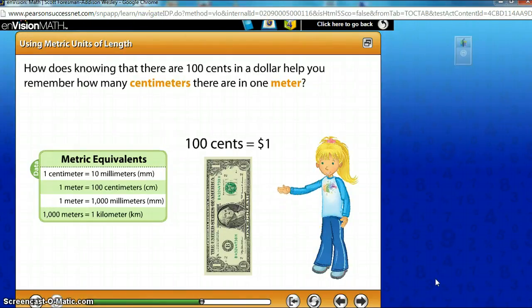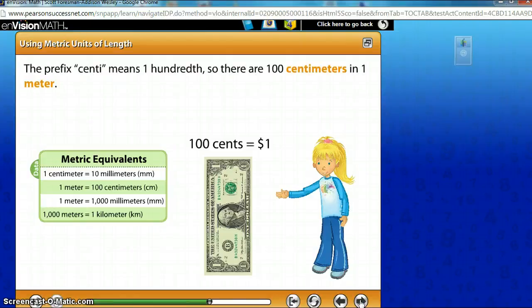How does knowing that there are 100 cents in $1 help you remember how many centimeters there are in 1 meter? That's what I was just talking about. I wanted you to see that Eli picked up on that also. 100 cents in $1 can help you remember there's 100 centimeters, there's that word cent, in 1 meter. The prefix centi means 100th, so there are 100 centimeters in 1 meter. Do you notice the word is hundredth with the th? What does that make you think of? It should make you think of something we did a long time ago in math. What, Aaliyah? Decimals, thank you.